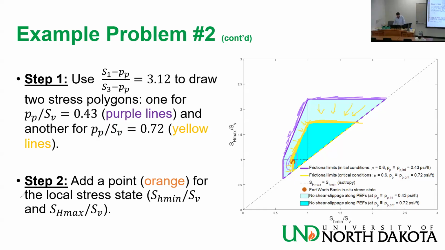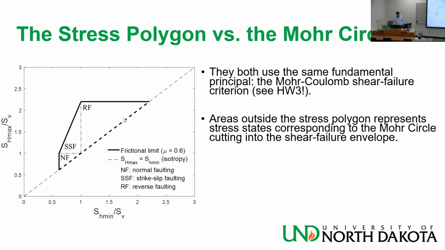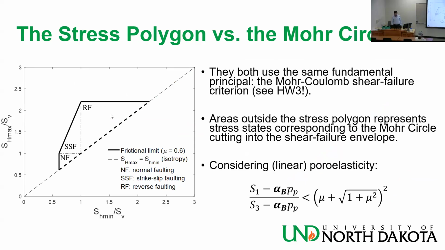Now the relationship to Mohr circle is something that I think you guys already understood. Basically, if I'm outside of the polygon, I have failure. And obviously, I can adjust the polygon for poroelasticity. You're going to see that in the homework too.